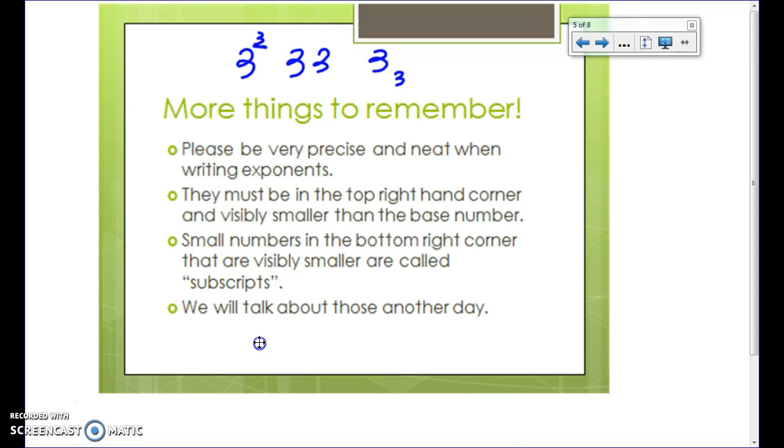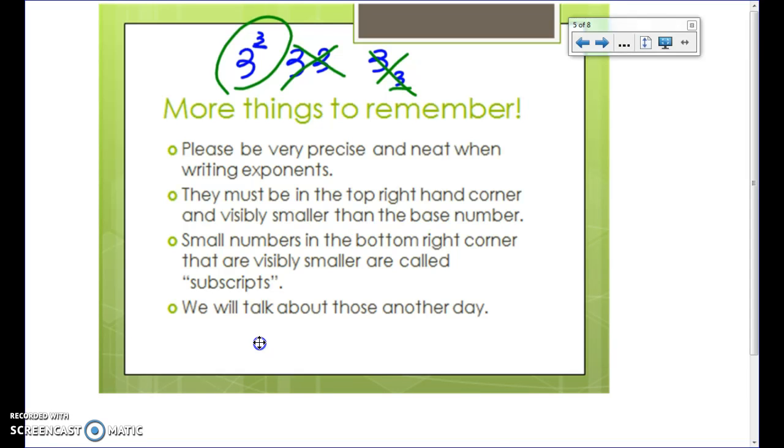These numbers that are in the bottom right hand corner, you'll see them more as you get into the higher grades, but they're called subscripts and keep track of which 3 we're talking about. We're going to learn about that later, so make sure your exponent's not down there below. Make sure it's up here at the top. This just looks like 33, obviously not the same thing as 3 to the 3rd power.